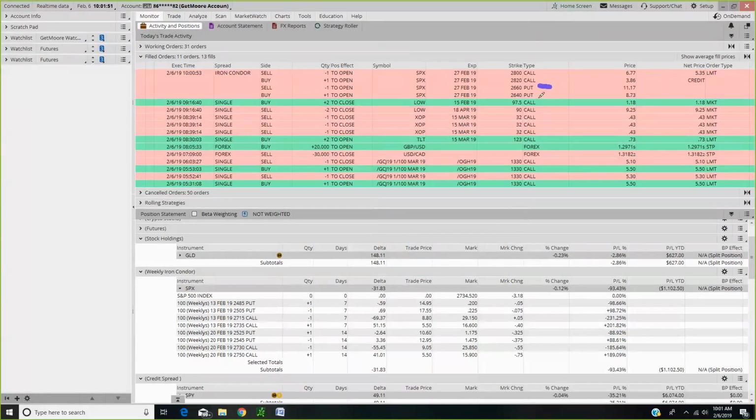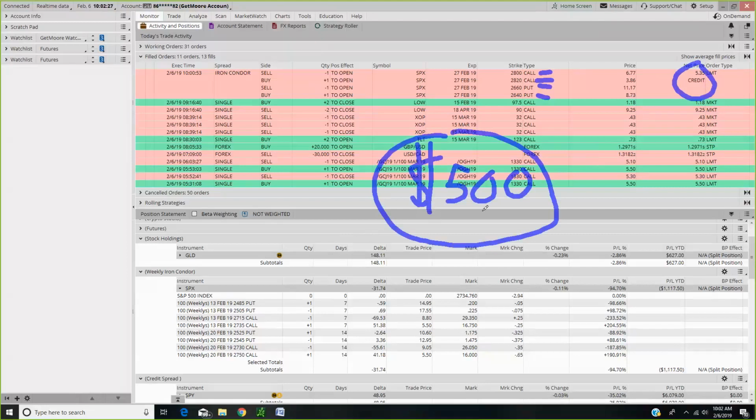I bought the 2640 put. I sold the 2800 call, and I bought the 2820 call. I got a credit of $535. So my goal per week on average is about $500 a week with this strategy. Now again, we're going to lose some. But this is what I'm shooting for on a weekly basis.